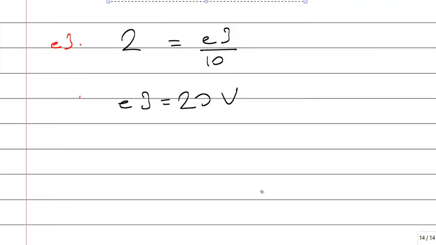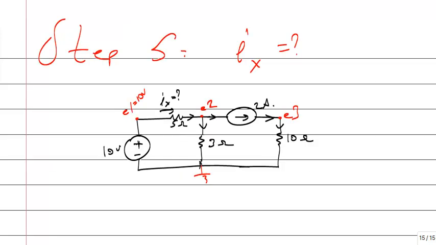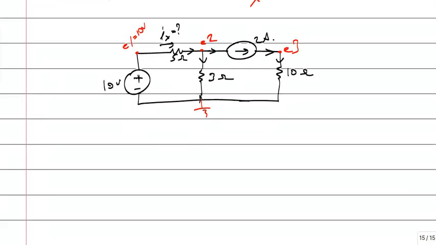The actual question is this. Step 5, find the other values. The question is IX. What's IX? Yes. Can you help me? After finding the node voltages, what's IX?